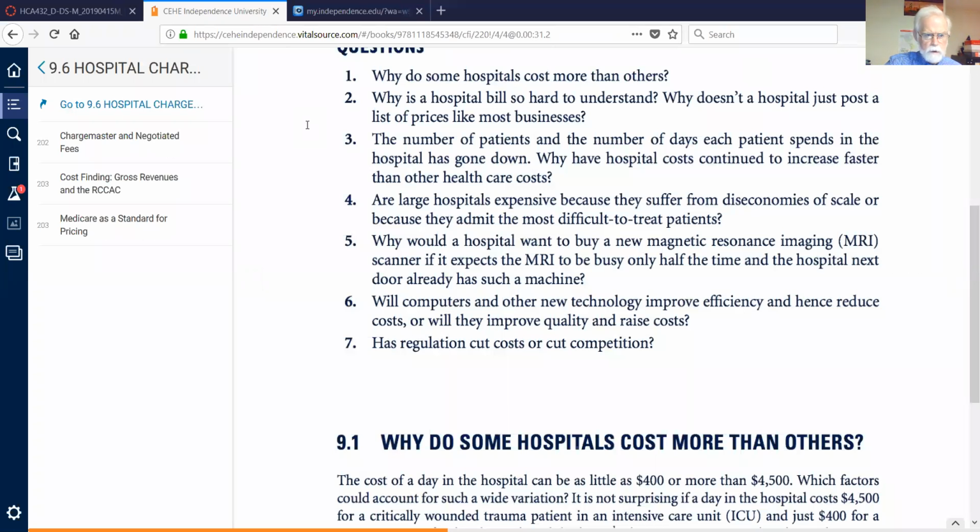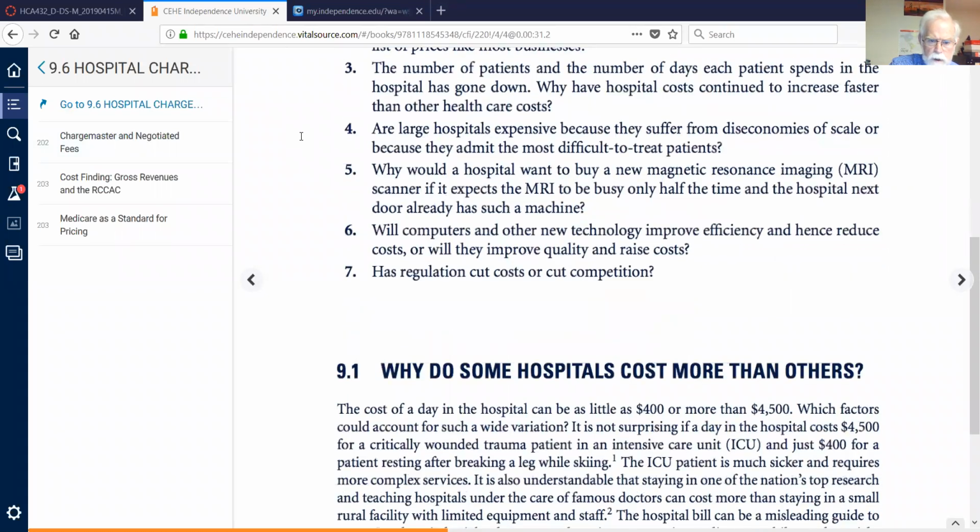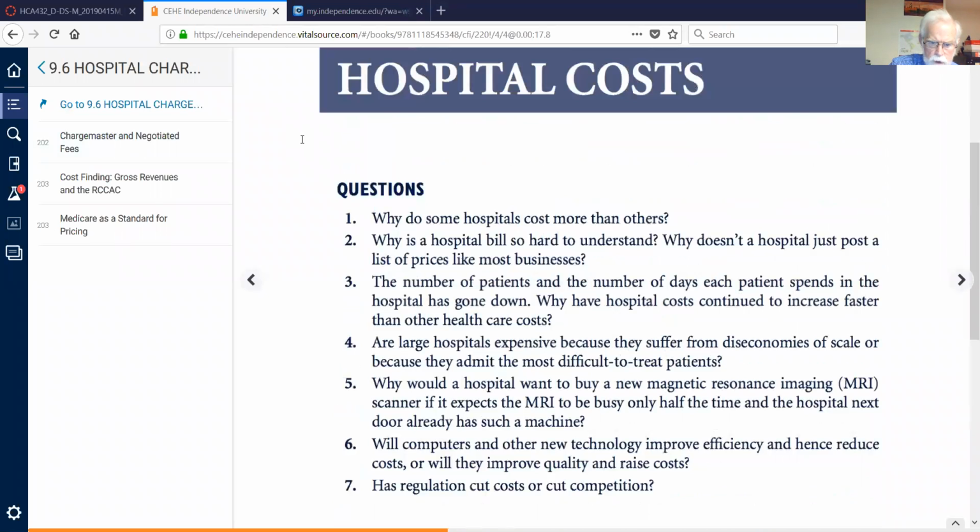I want to talk about the last two chapters of this week, which are hospital controls and charges, and controls of expenses and so forth. There are a number of questions here, which we'll look at briefly and do maybe a little discussion. There are a number of issues that can be brought to bear on many of these things.